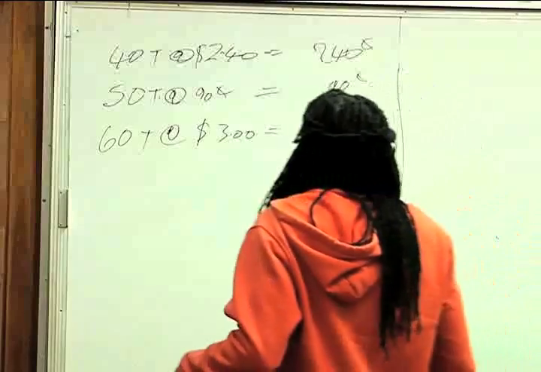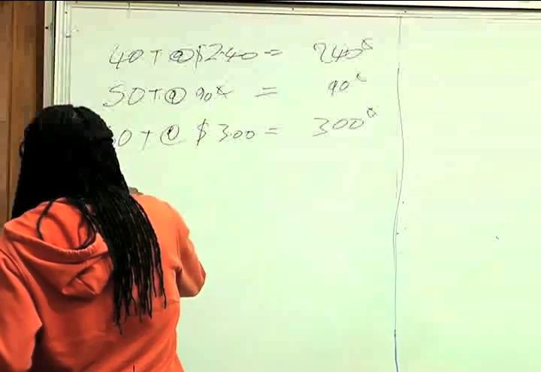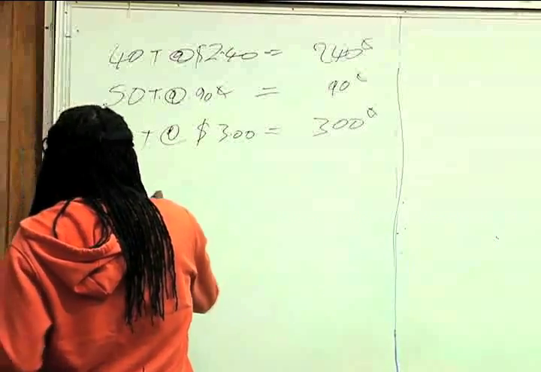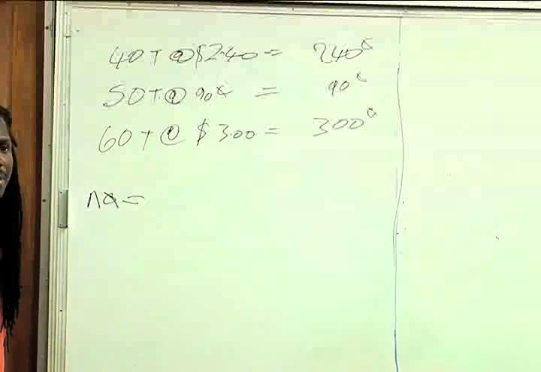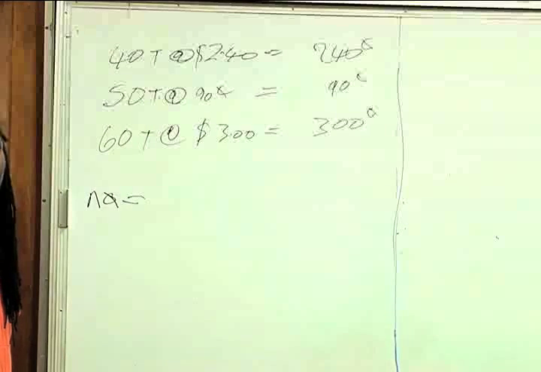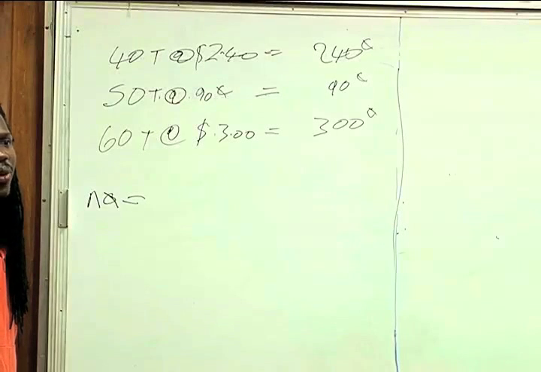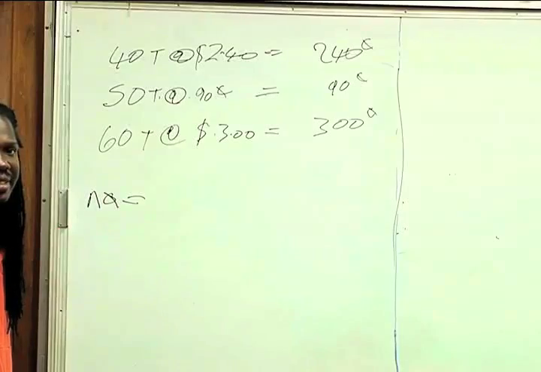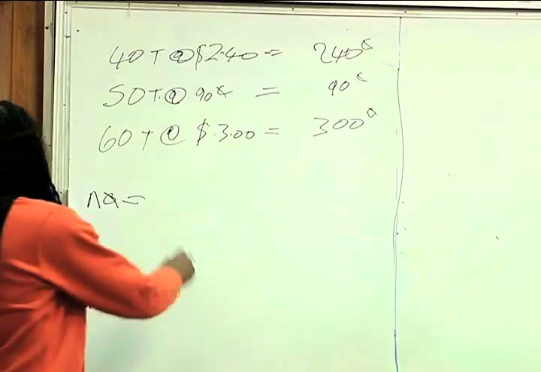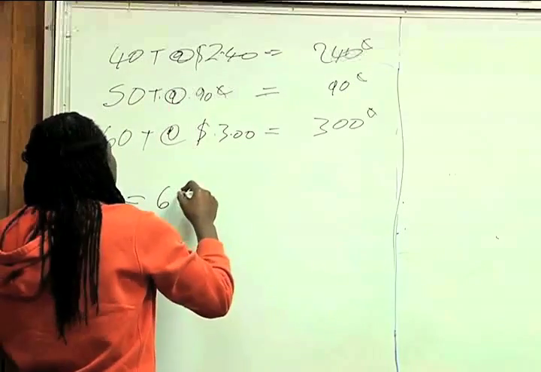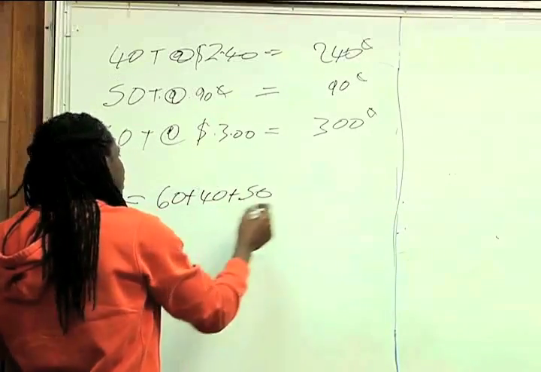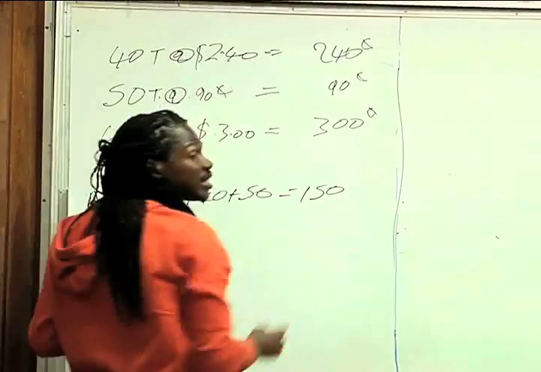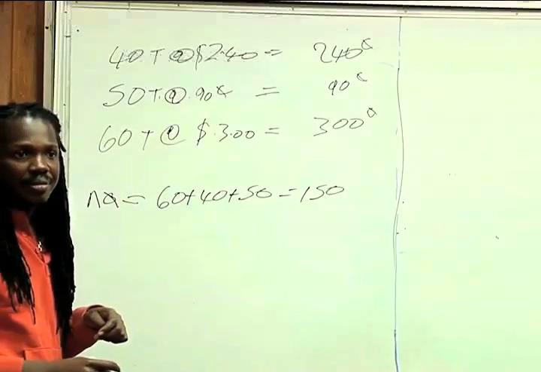Now, what is NQ? Number of quantities. What is the quantity? The tin. The number of tin. So therefore, you are going to add up how much tin? 60 plus 40 plus 50. So NQ equal 150. What's SQ?